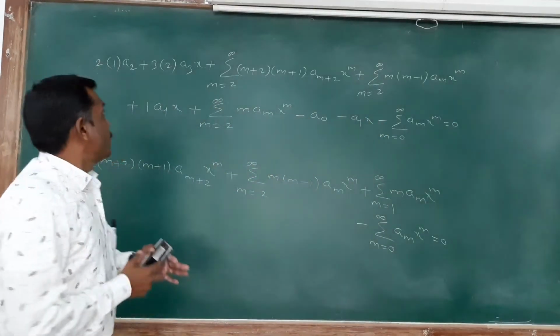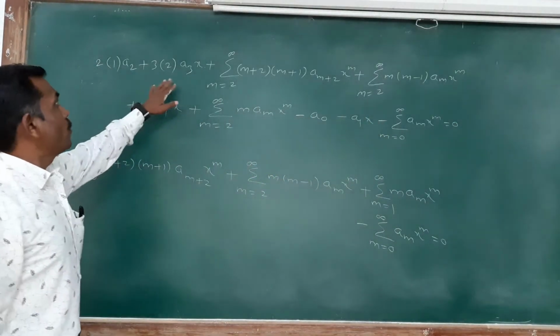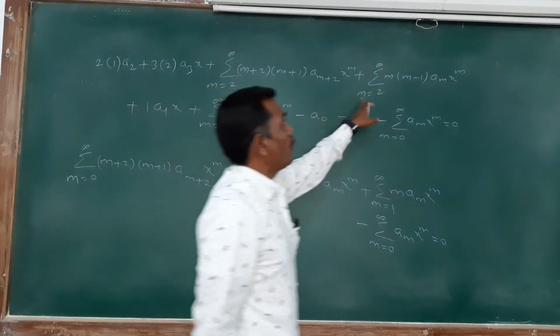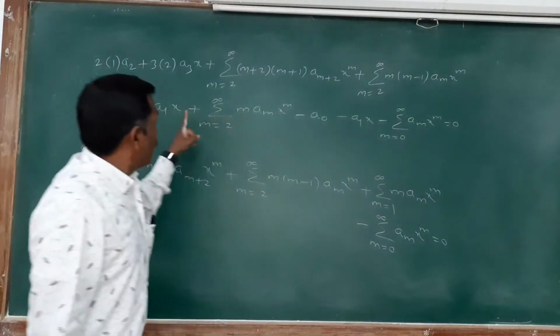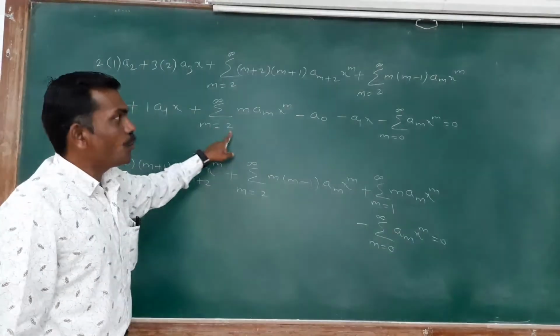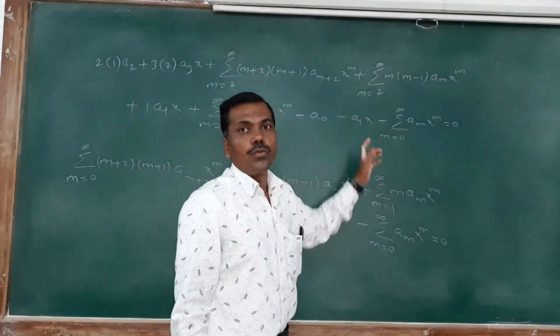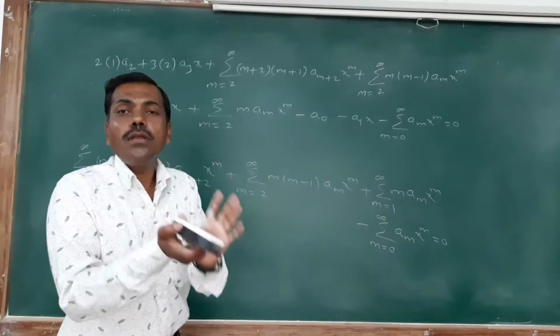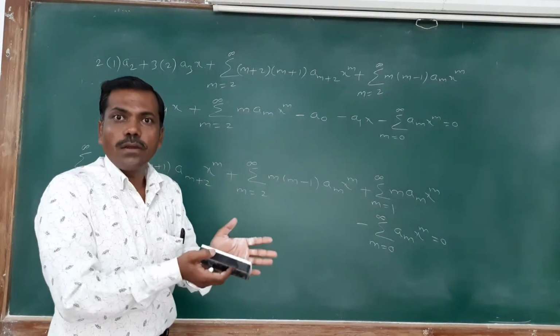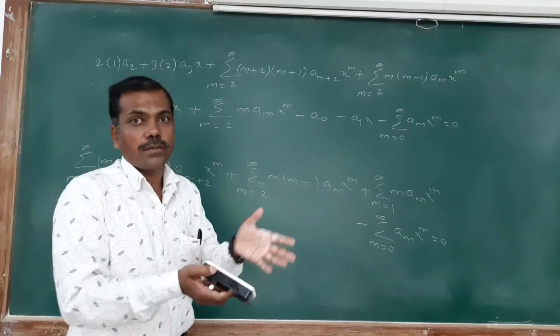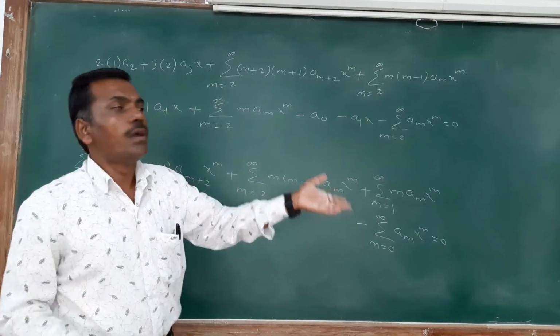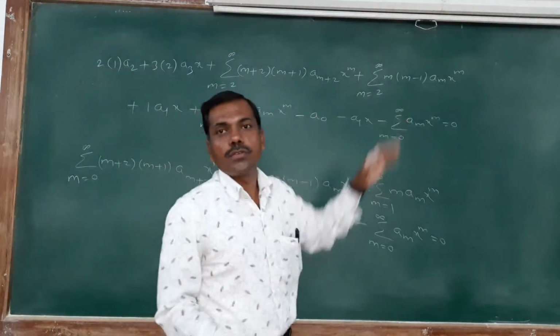Hope you have understood each and every step here. Here we take two terms outside. Here no problem, it starts from 2. Here we take one term outside, so that it starts from 2. Here we take again two terms outside. Now, whatever the constant terms, take in one bracket, then terms of coefficient of x take in another bracket and equal to 0, and remaining terms are the coefficient of x raised to m.